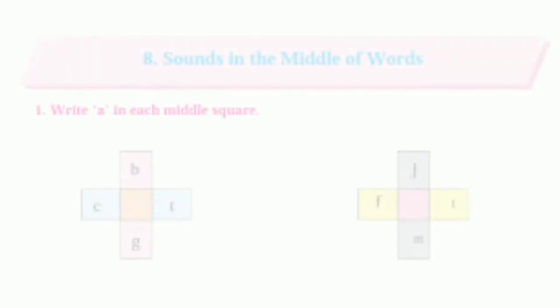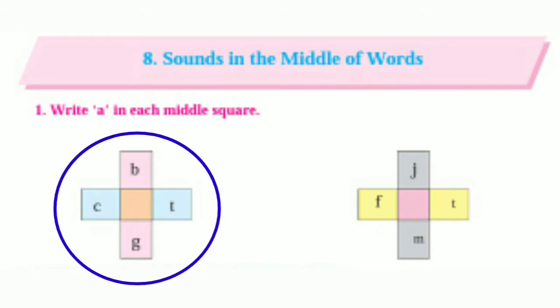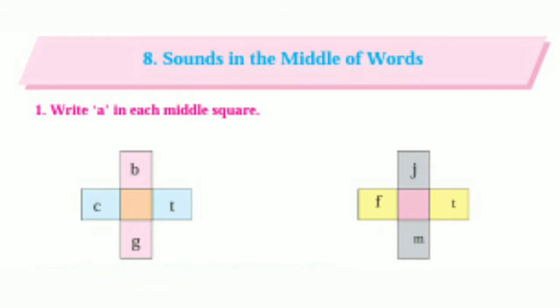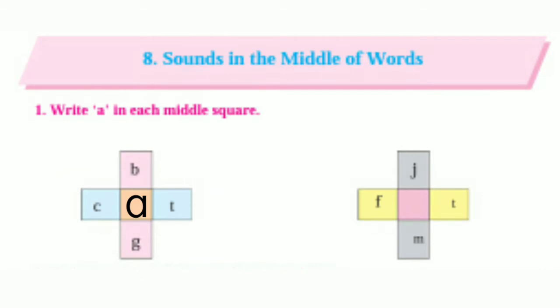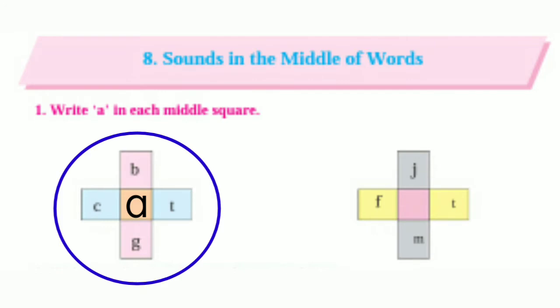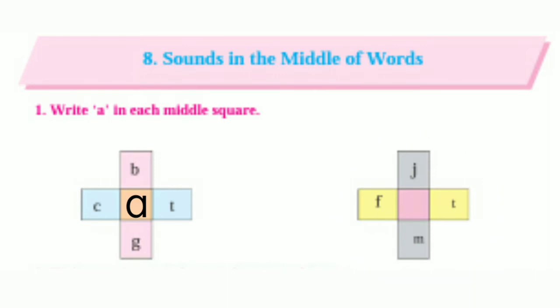Number 1. Write A in each middle square. B square G, C square T. We will write A in the middle. BAG bag, CAT cat. Next one is J square M, F square T.